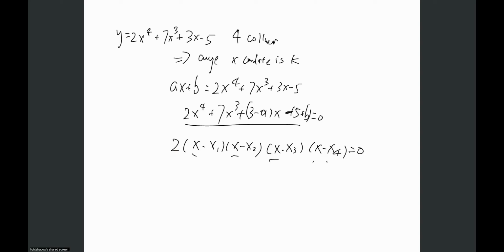So if I use Vieta's theorem, we can quickly obtain that negative x1 plus x2 plus x3 plus x4 equals 7 over 2. Right. So the average x coordinate is negative 7 over 2.